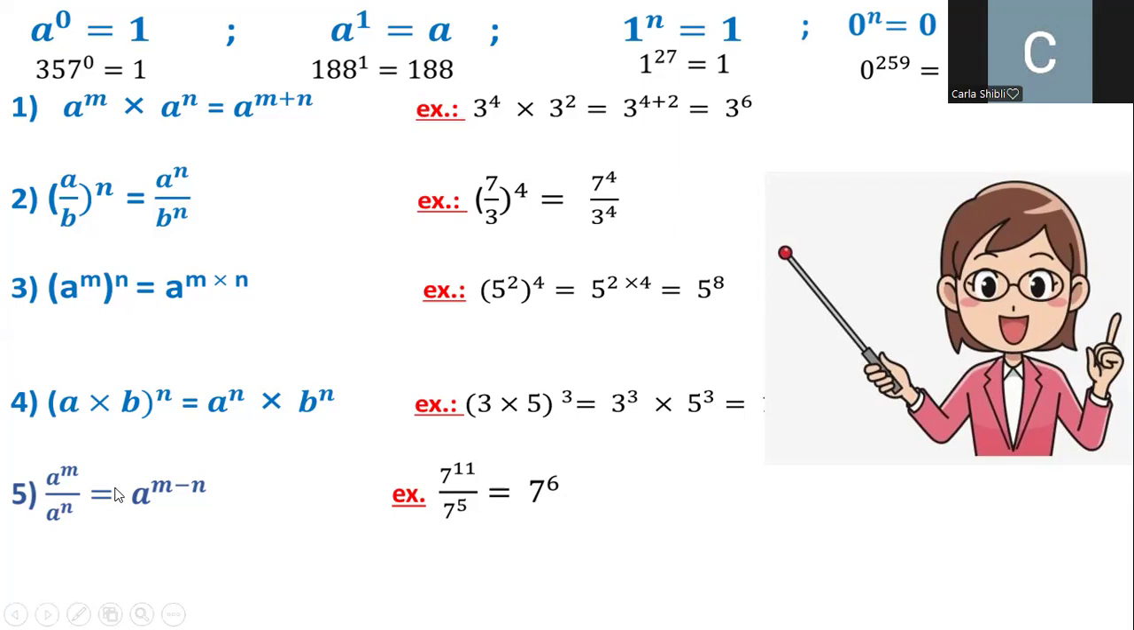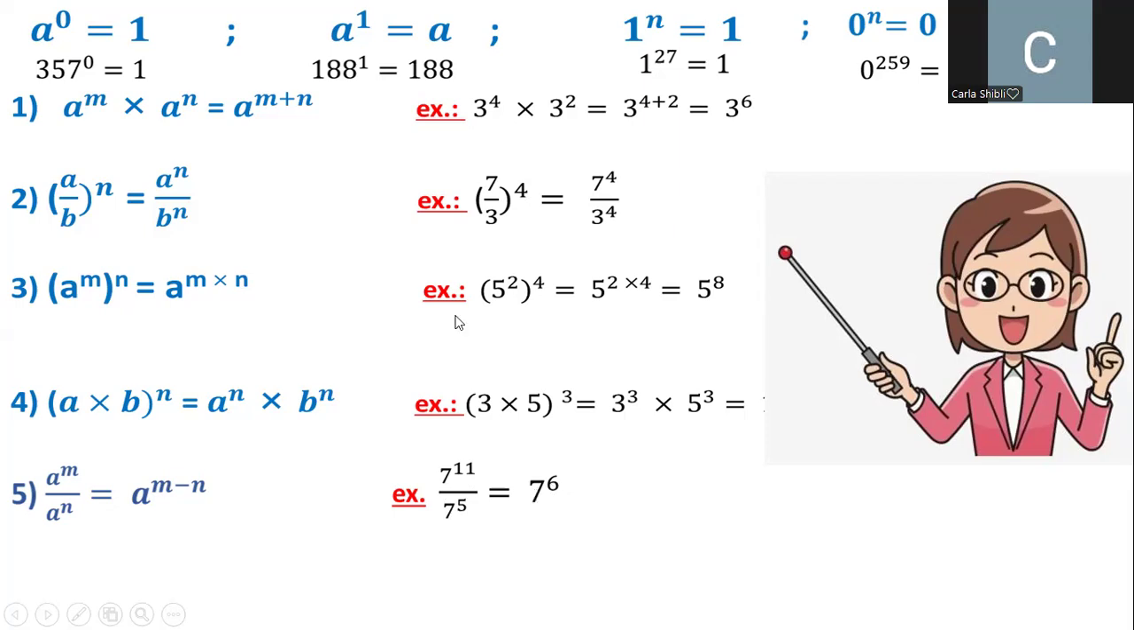Now the last rule is a very important rule, a to the power m over a to the power n. I am dividing two powers having same bases, different exponents. So I keep the base and I subtract the exponent in the numerator minus the exponent in the denominator. So a to the power m minus n. For example, 7 to the power 11 over 7 to the power 5. I write 7, then I subtract 11 minus 5, it gives me 7 to the power 6.